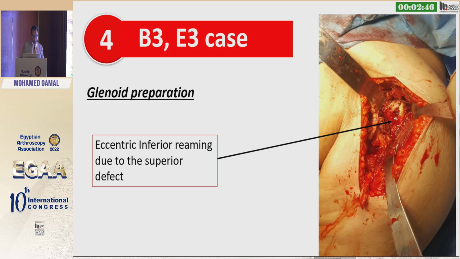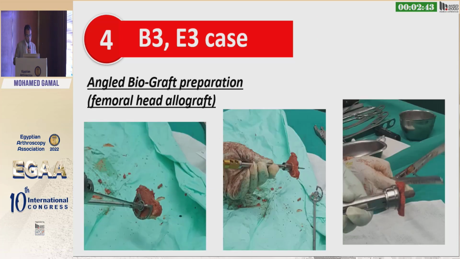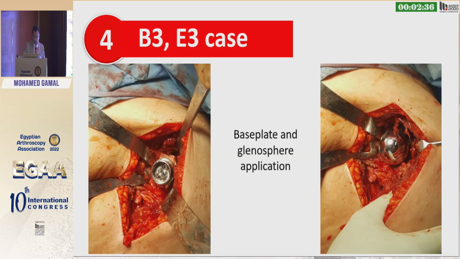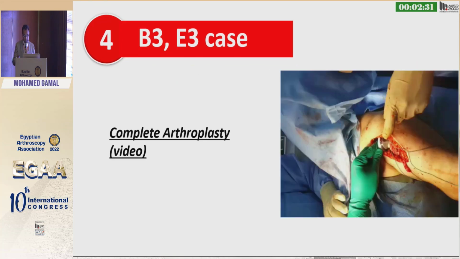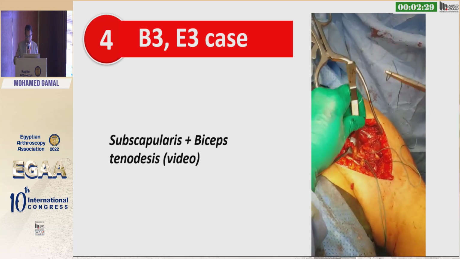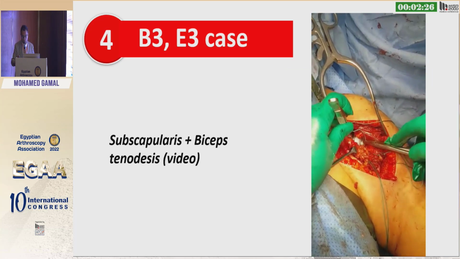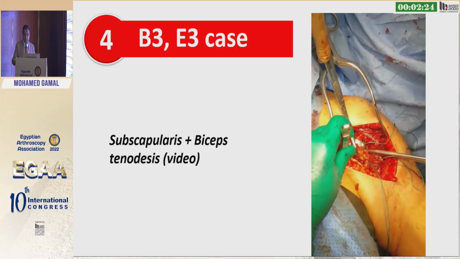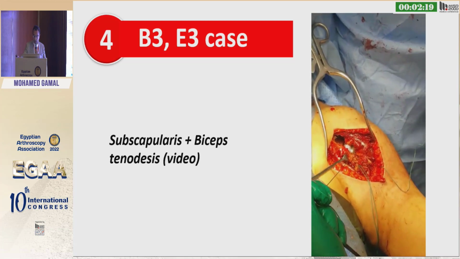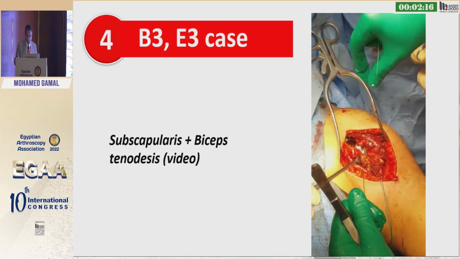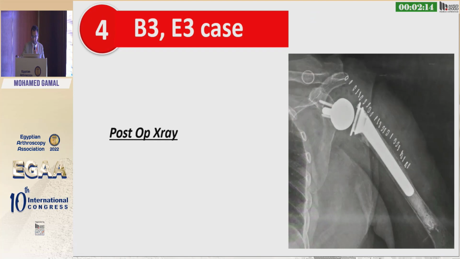We did eccentric inferior reaming to the superior defect, and we also used an allograft, femoral head allograft, to reconstruct the glenoid, and inserting the base plate, then the humeral component, and finally close the construct. And I always repair the subscap to close the defect anteriorly, the subscap or the lesser tuberosity together with the subscap. And this is the post-op X-ray.